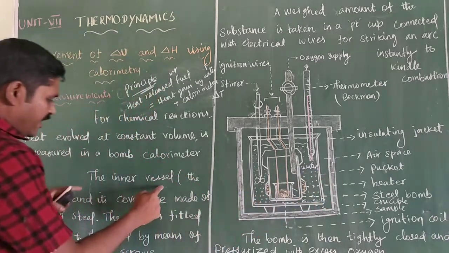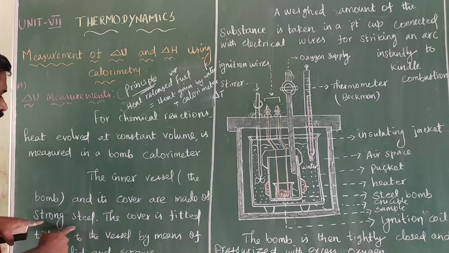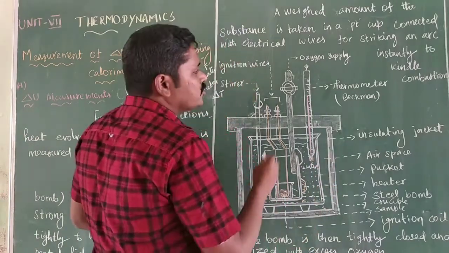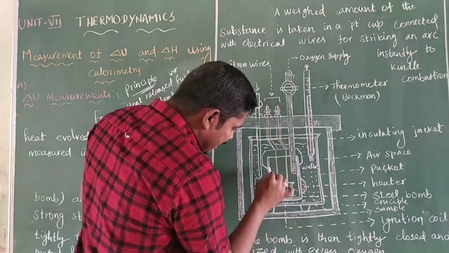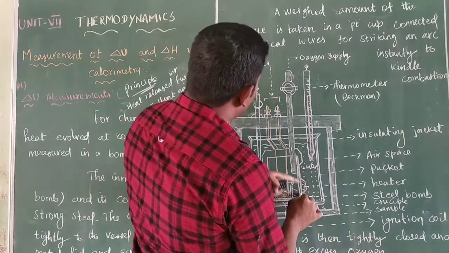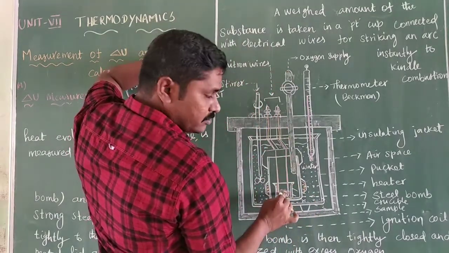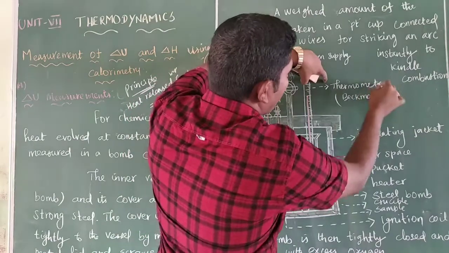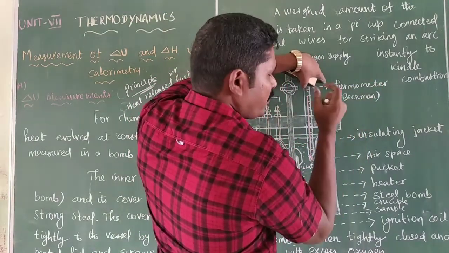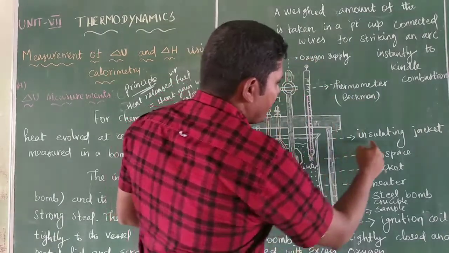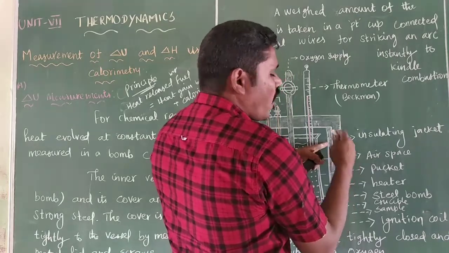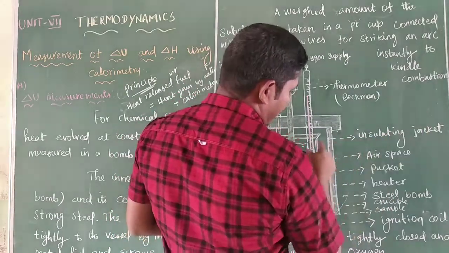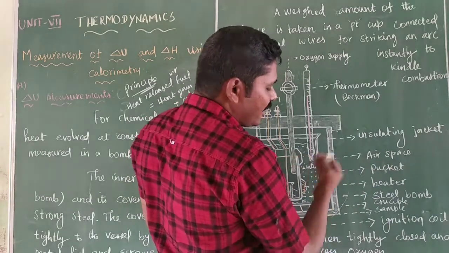The inner vessel and its cover are made of strong steel. The apparatus of the bomb calorimeter has the inner vessel, which is the bomb, the ignition wire, a stirrer, the oxygen supply, and a Beckman thermometer for sharp measurement of temperature. The insulating jacket and air space prevent heat energy from being released to the outer area, so volume cannot change.